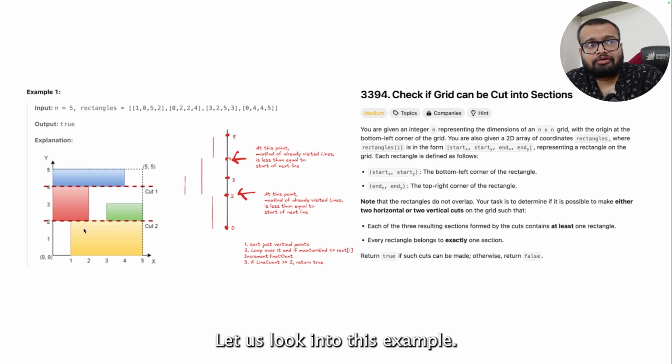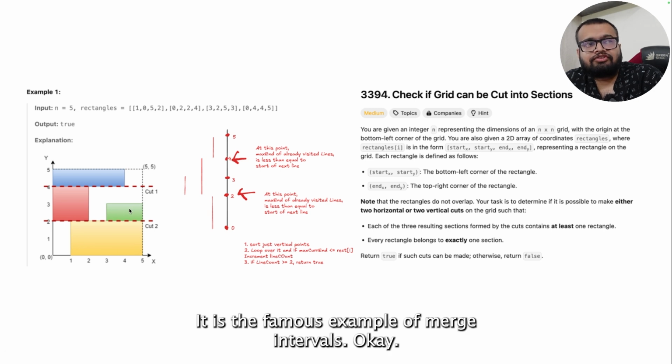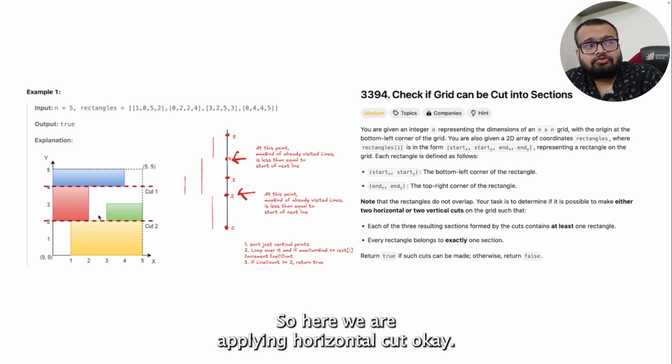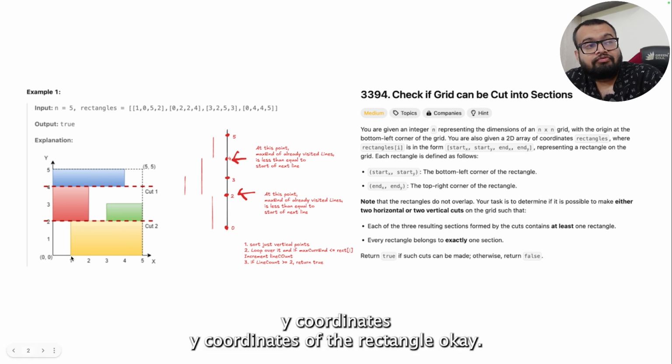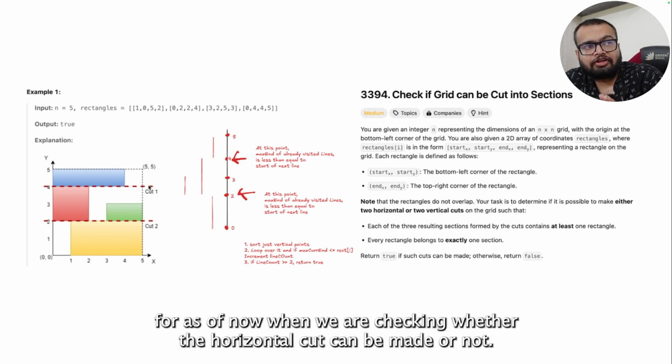Let's look into this example. This is a very simple example. They have just converted it into 2D. It's a famous example of merge intervals. Here we are applying a horizontal cut, and we just need to focus on the y coordinates of the rectangle. There is no need to focus on the x coordinate for now when we are checking whether the horizontal cut can be made or not.